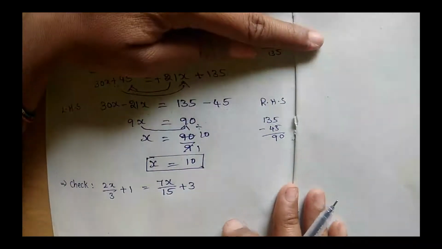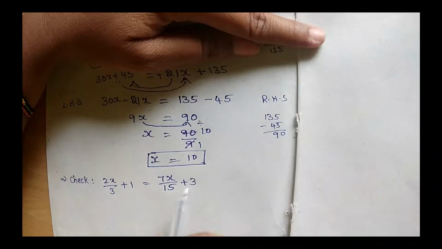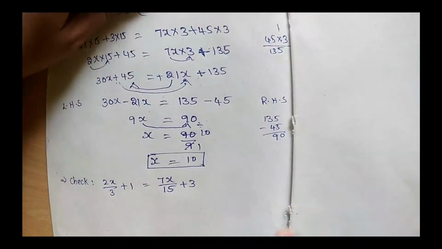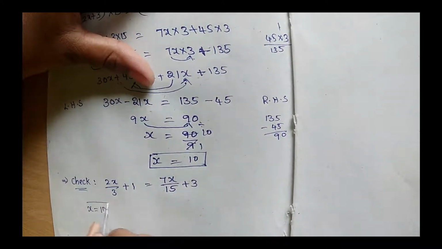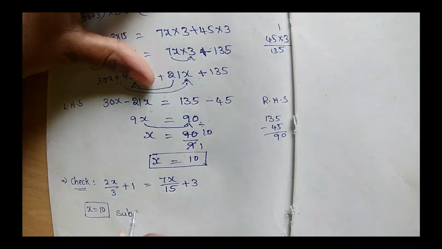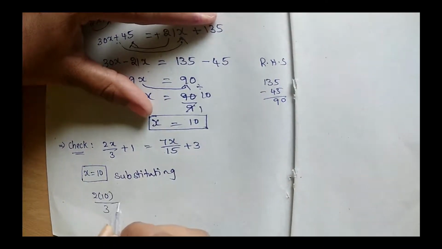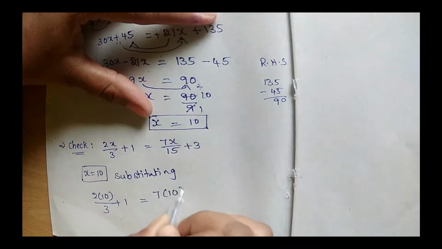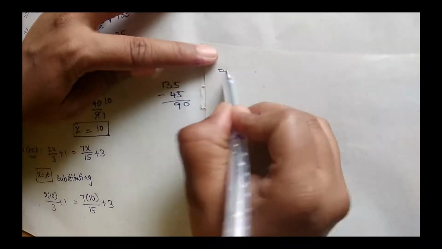Now we are checking: 2x by 3 plus 1 equal to 7x by 15 plus 3 is the given equation. The next step is to substitute x equal to 10 in the given equation. So 2 into 10 by 3 plus 1 equal to 7 into 10 by 15 plus 3. Here we are substituting this x equal to 10 value. Now we get the simplification.